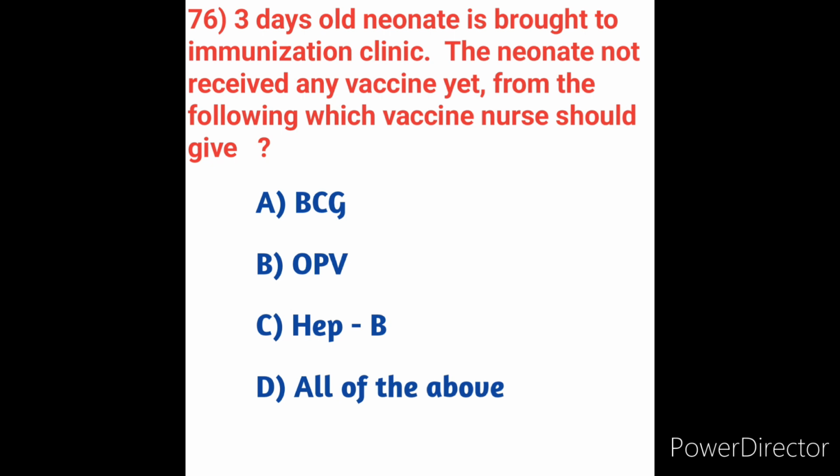So here, a 3 days old neonate is brought to the immunization clinic, not yet received any vaccines. The nurse has to provide BCG, OPV, hepatitis B. All of the above is the correct answer. Next we will move on to question number 77.